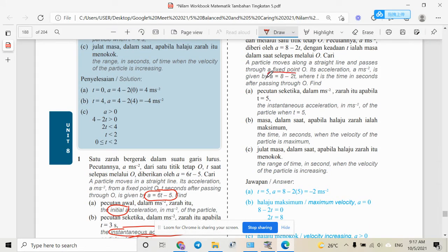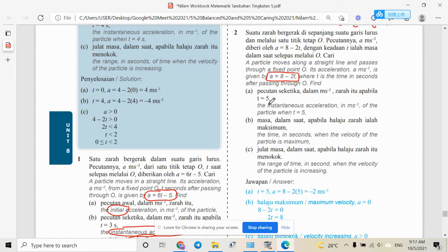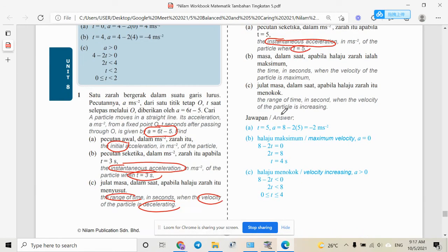This question is also the same, they give you the formula for a. Then question A, find the instantaneous acceleration when t equals 5. So very simple, just substitute t equals 5, put it inside the formula of a, simplify, get the answer.